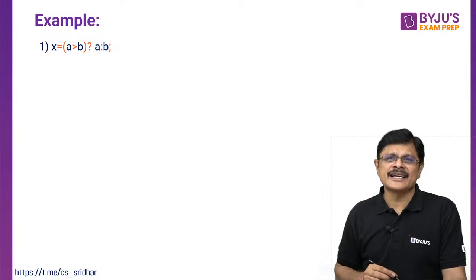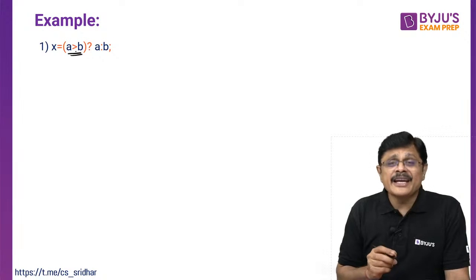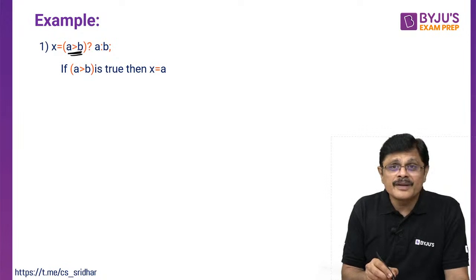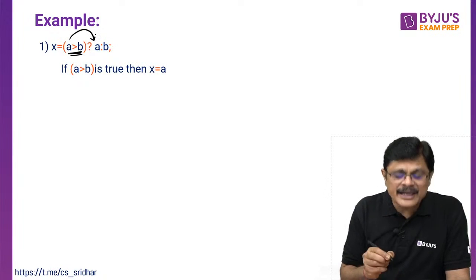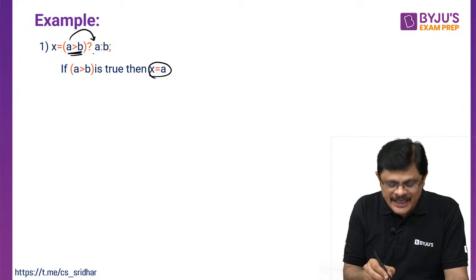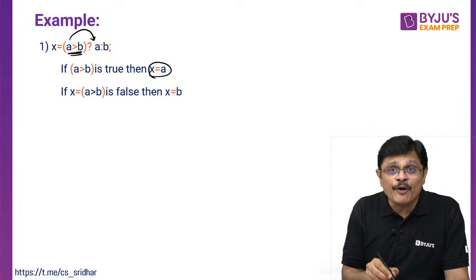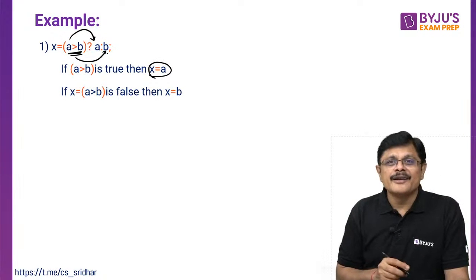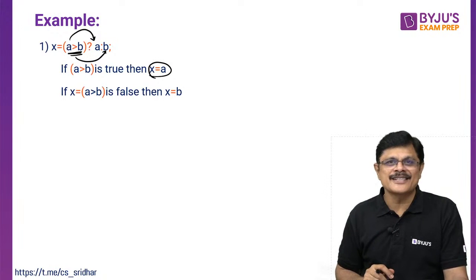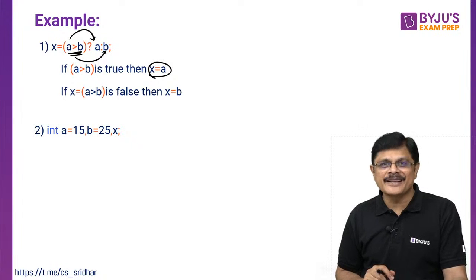Now let us see this example. See my dear friend, of course here we verify A greater than B. If A greater than B is true, then expression 1 gets evaluated, so the value of x will be A. A is assigned to x. Suppose A greater than B is false, then expression 2 is evaluated and that is assigned to x. This is the logic, my dear friends. It's very simple.